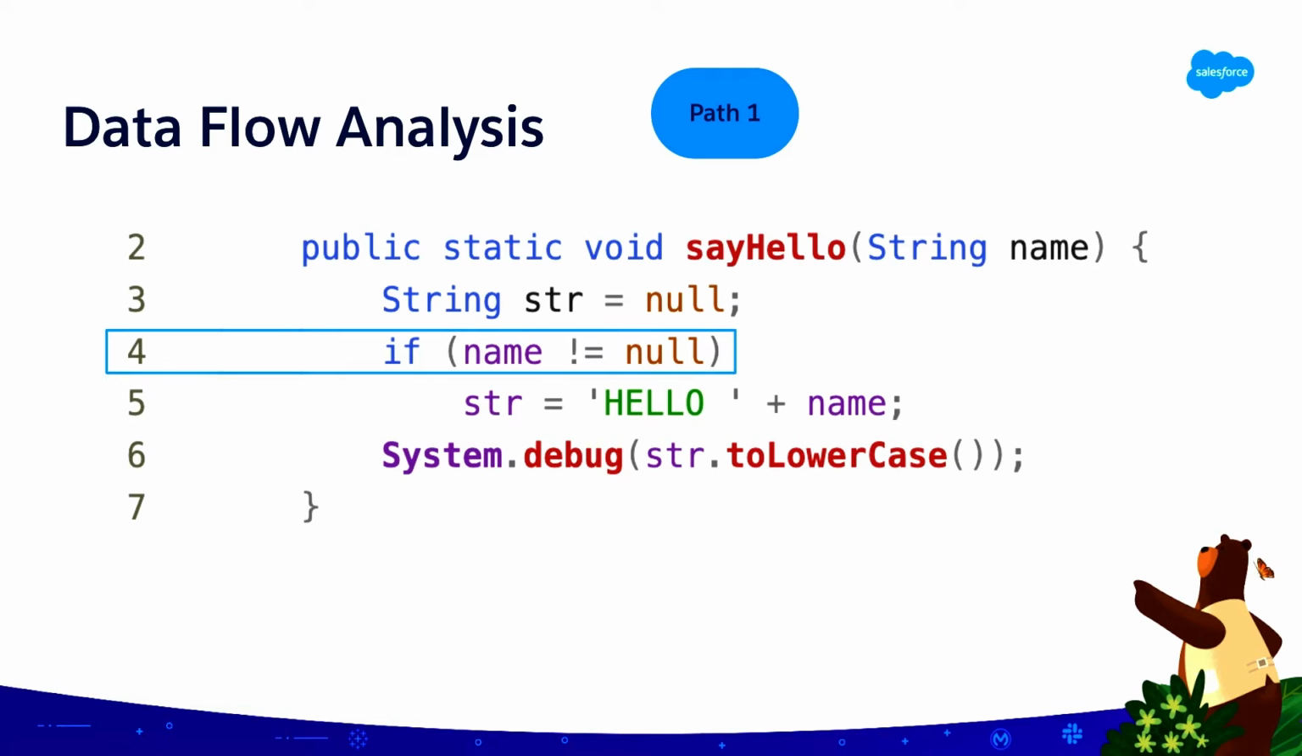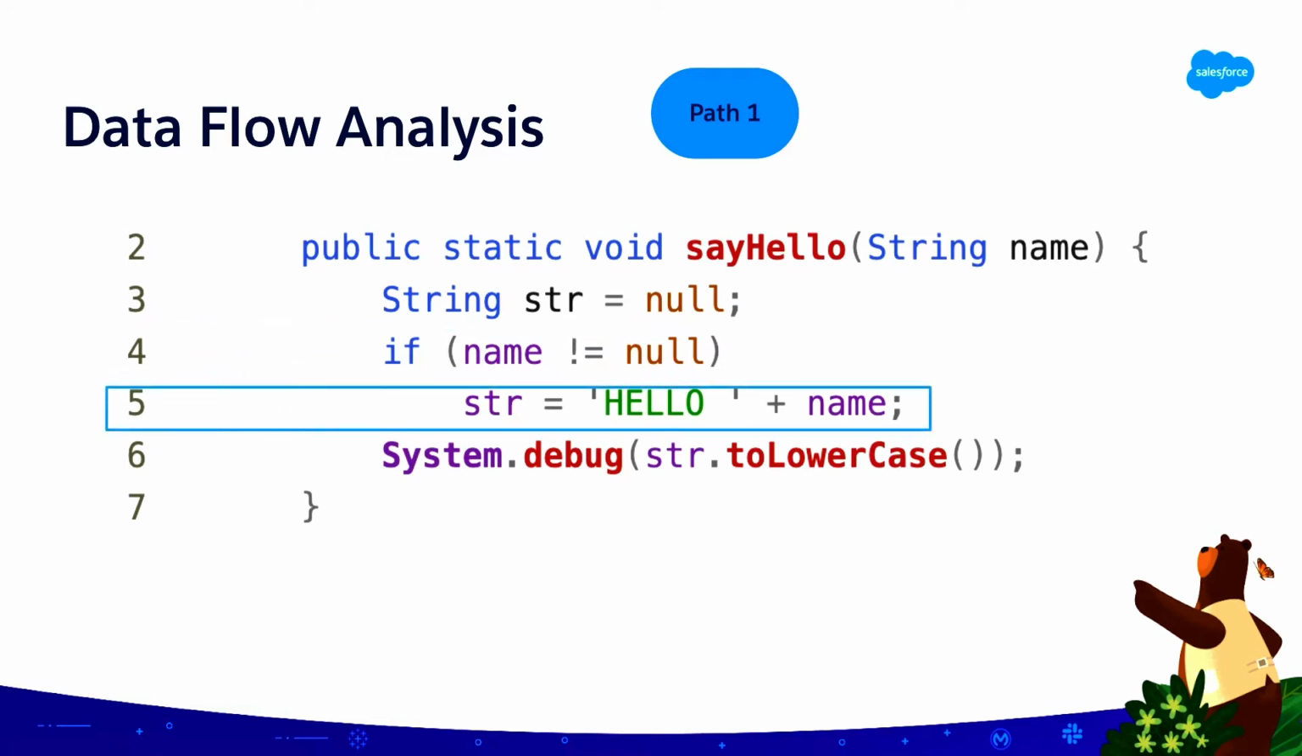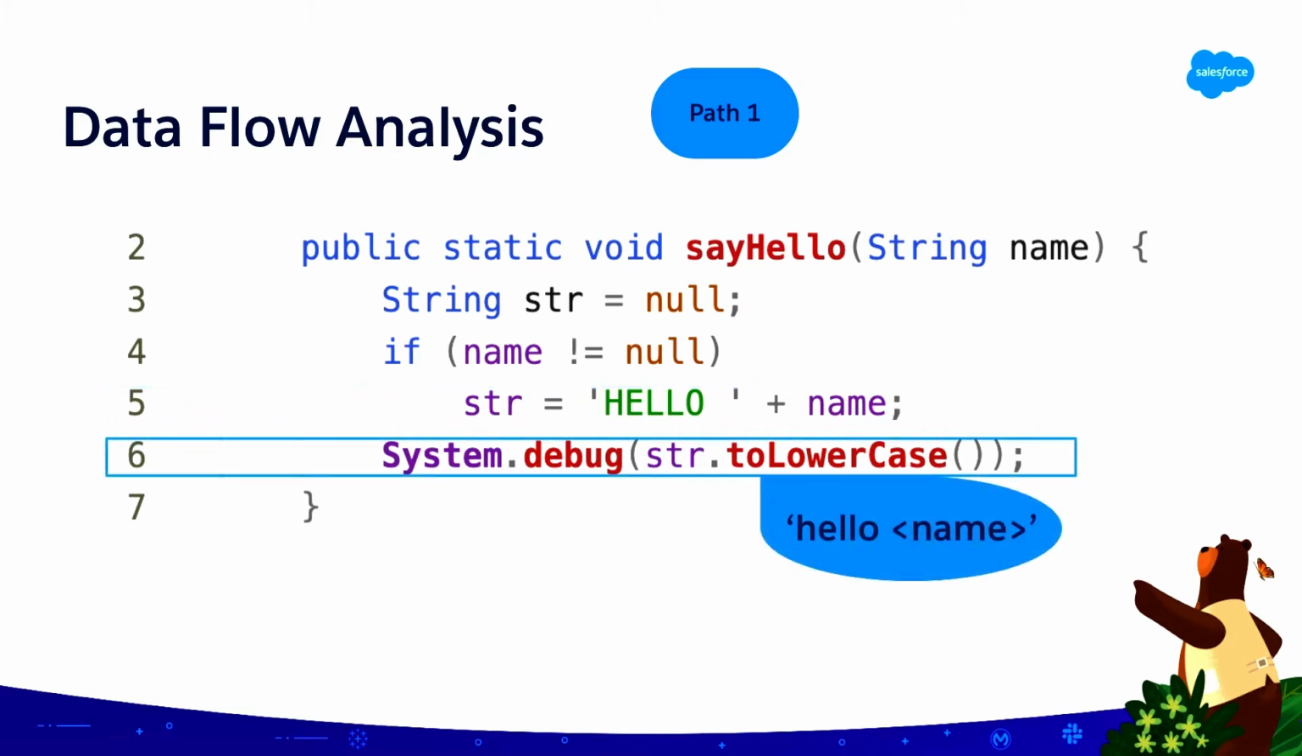And so it goes to the next line where, if the condition is true, the value of string is overridden. So that when it comes to line number 6, it knows that we are going to print a method that's invoked on string. So it's going to print hello name.